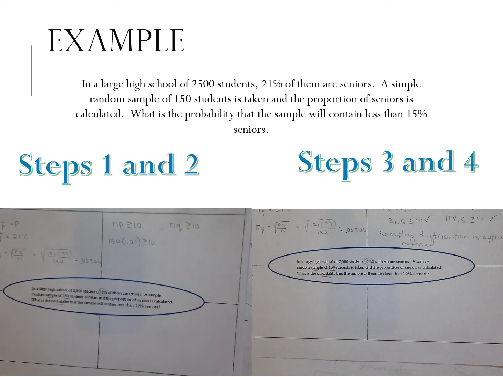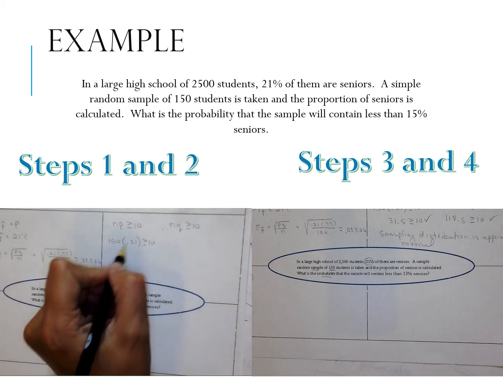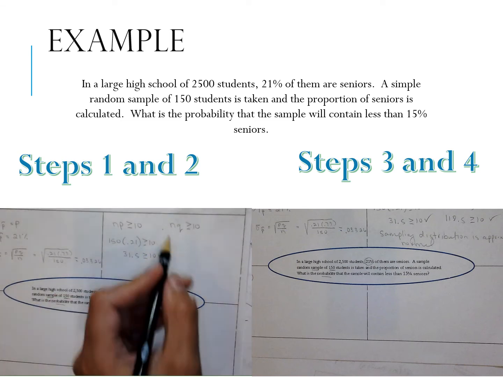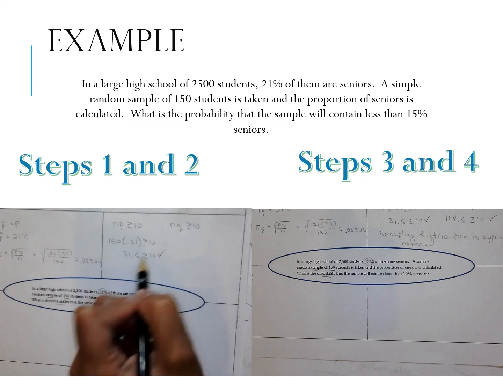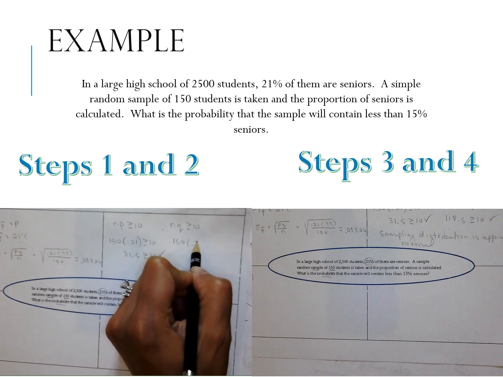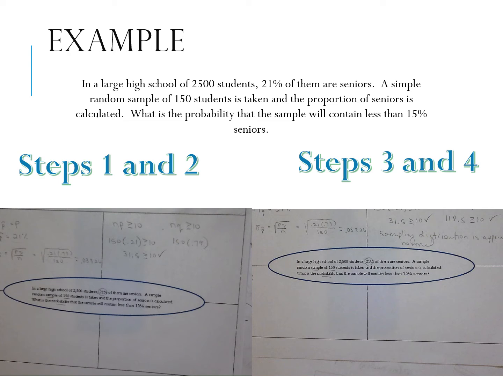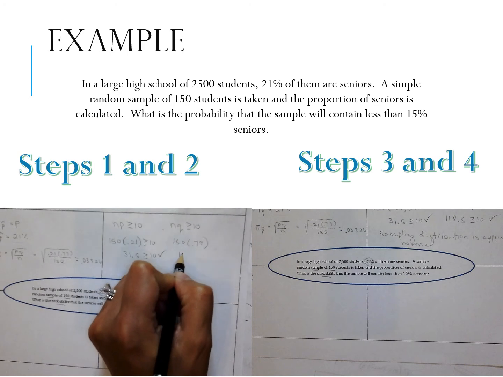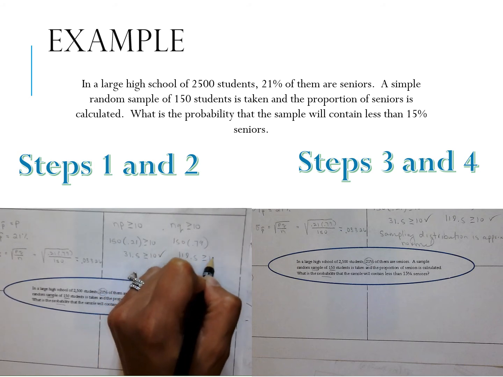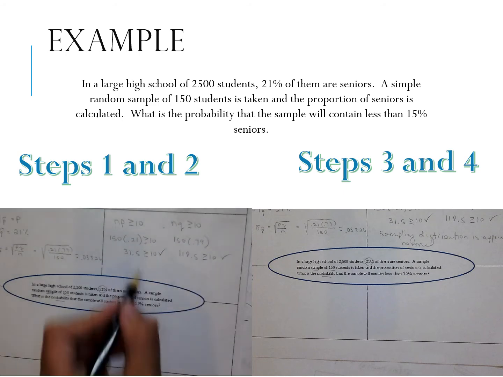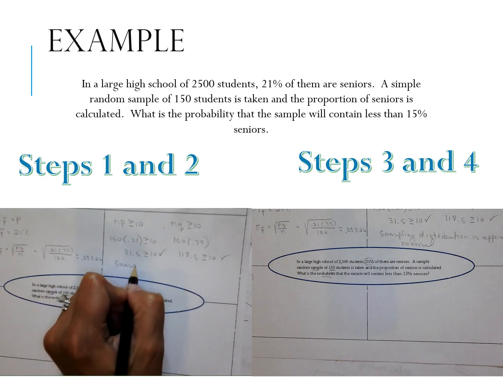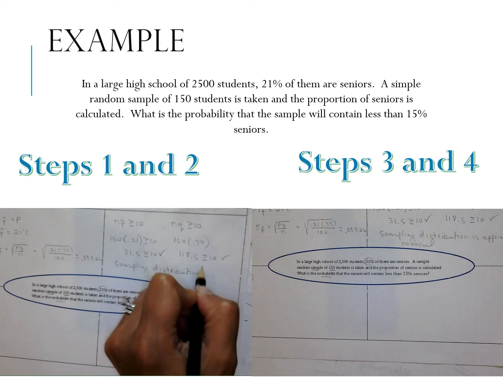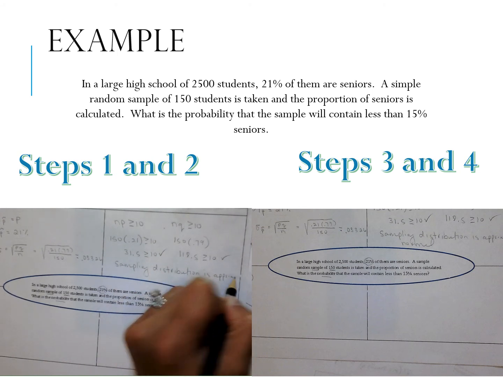So 150 times 0.21 is equal to 31.5, which is greater than or equal to 10. So that one works. And then you do 150 times 0.79, which is equal to 118.5, which is greater than or equal to 10, so that condition's met. And I'm just going to write here that the sampling distribution is approximately normal.